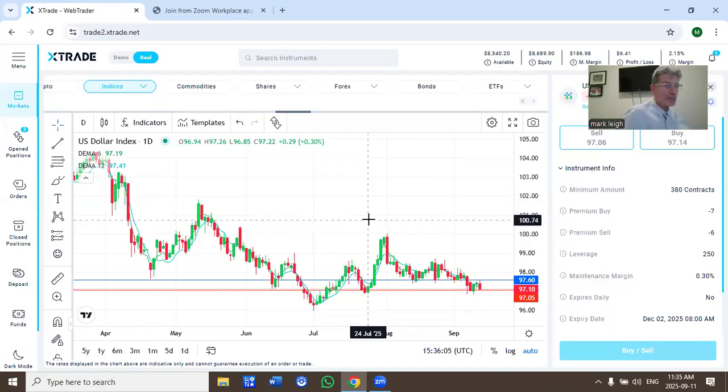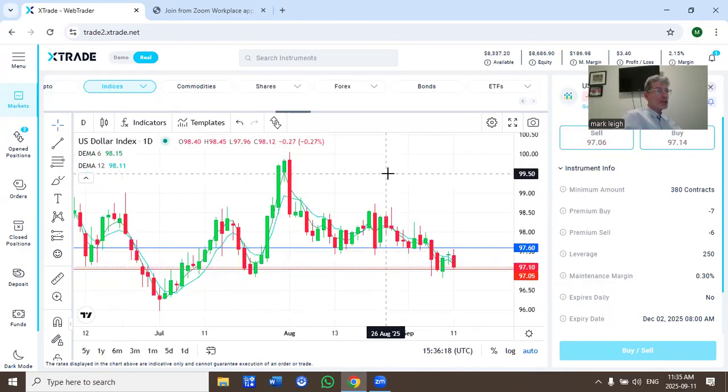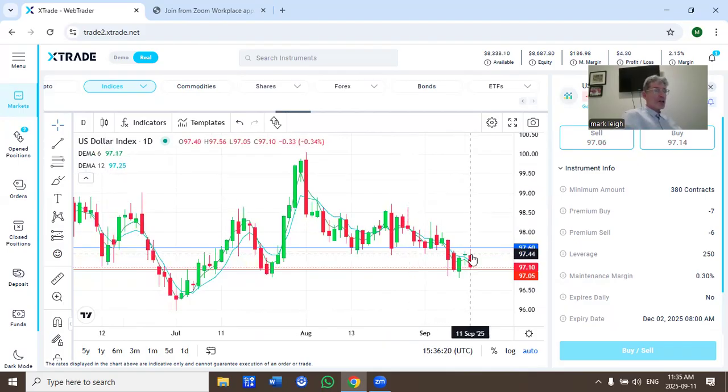It's 11:30 a.m. Eastern, Thursday, September the 11th. That's 3:30 GMT. Well into the US session, getting ready for the afternoon portion of the US session. European session coming to an end. And let's have a look at the US dollar. Certainly been sold off. Weak US dollar so far today.